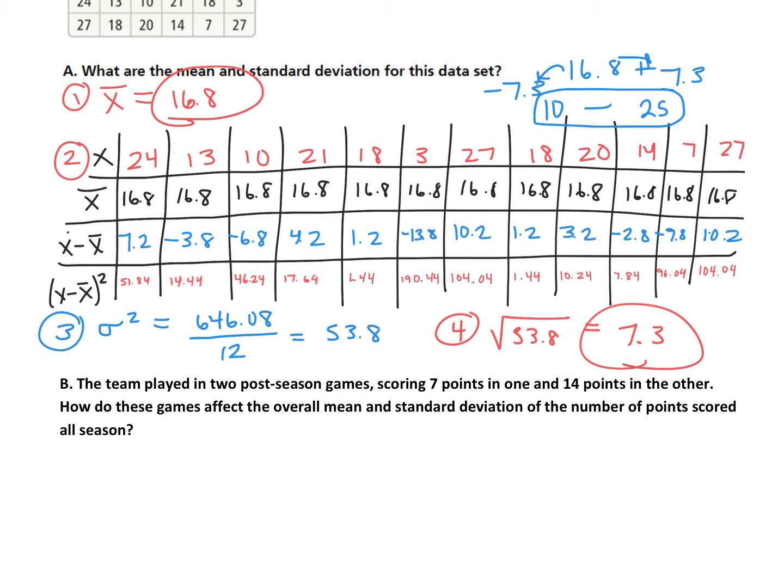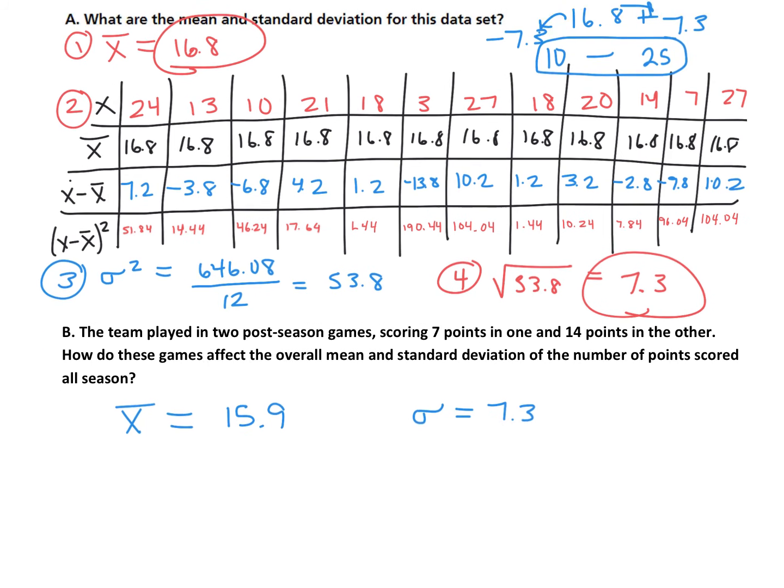The new mean, we'll just share what it is. If we include those two new scores, then our mean goes down a little bit. It goes down to 15.9. So now there's an average of 15.9 points scored per game. And the standard deviation, which would be represented with sigma, remains about 7.3. So the standard deviation didn't change too much, but the mean did go down just a little bit.